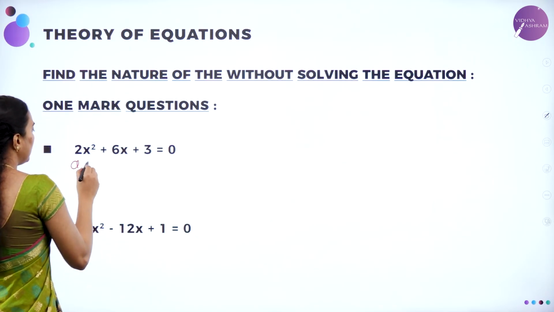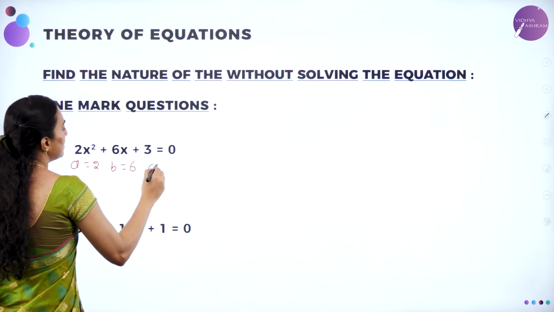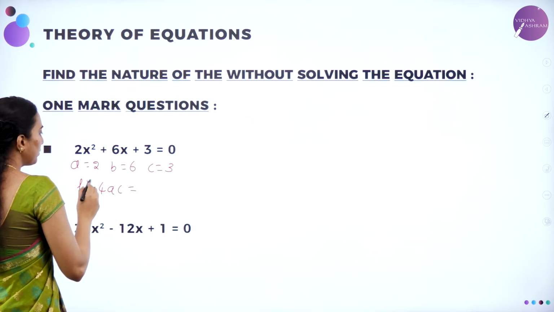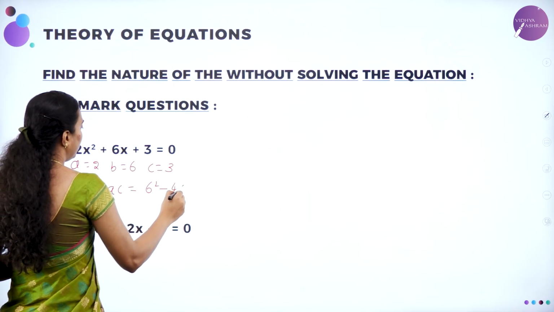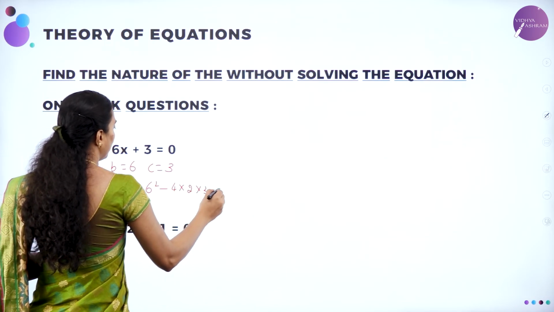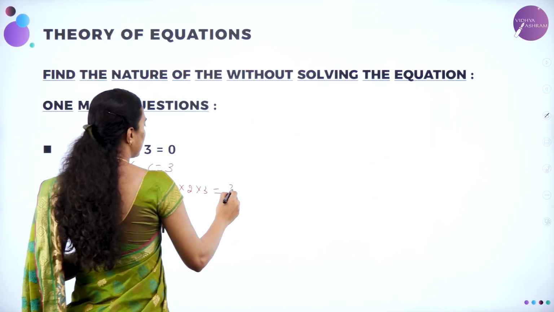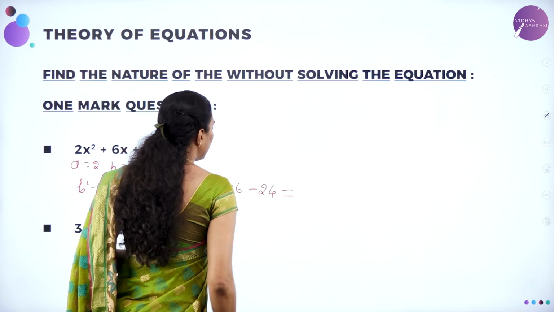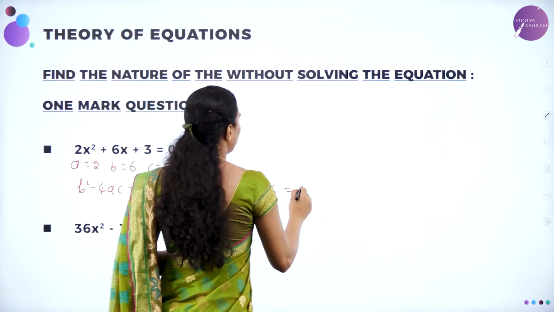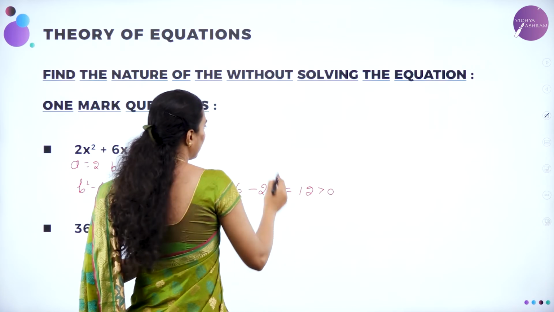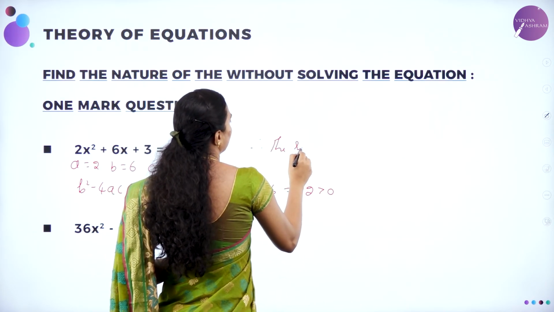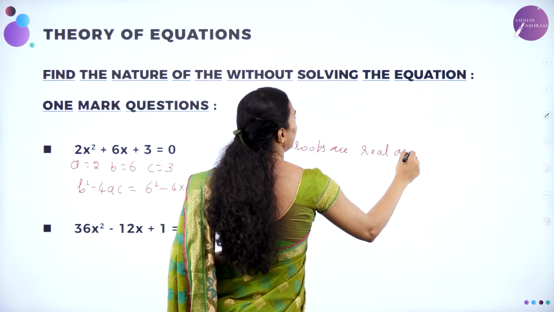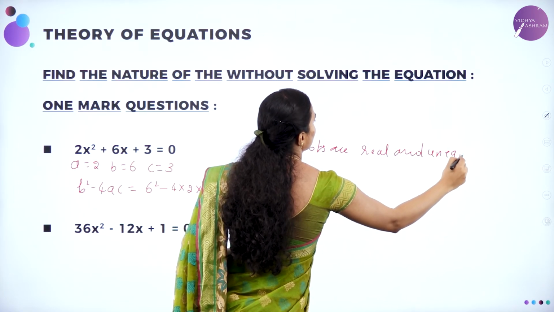So here a is equal to 2, b is equal to 6, c is equal to 3. What is b squared minus 4ac? Let me calculate. b squared is 6 squared, minus 4 into a is 2, into 3. 6 squared is 36, minus 4 3s are 12, 12 2s are 24. Obviously, you are getting positive. So 36 minus 24 gives you 12. 12 is greater than 0. Therefore you are writing the roots are real and unequal. That's it. That is the nature of the roots.